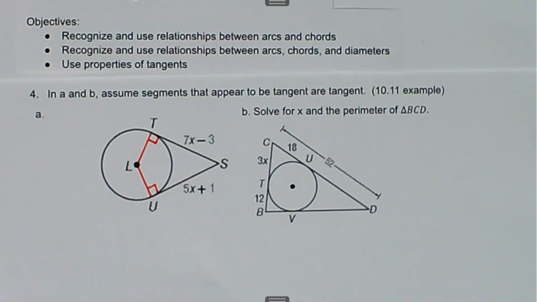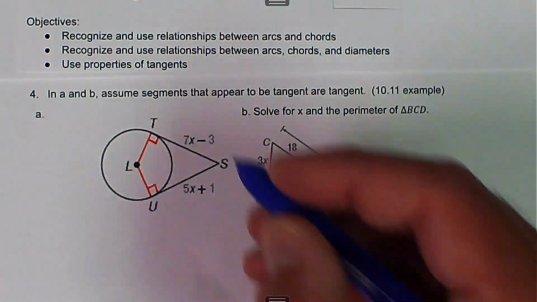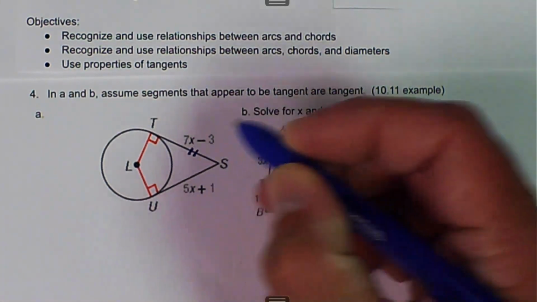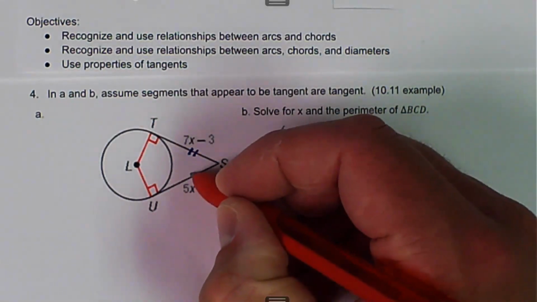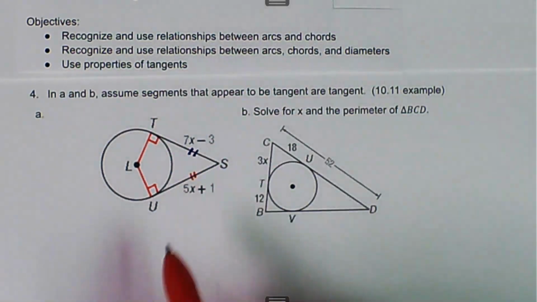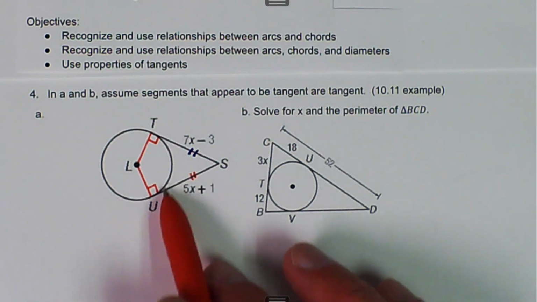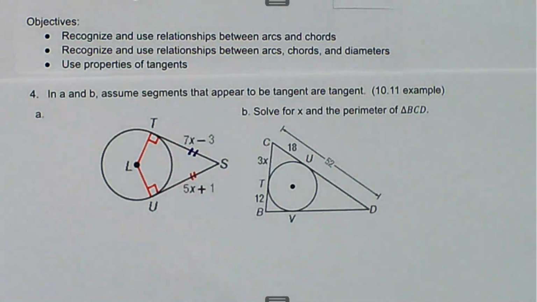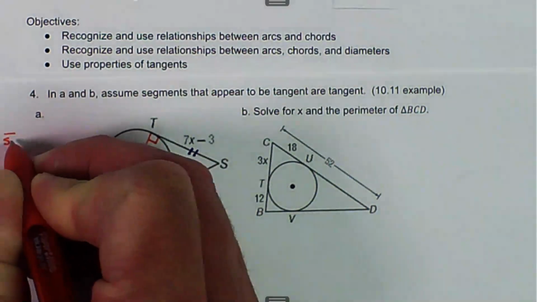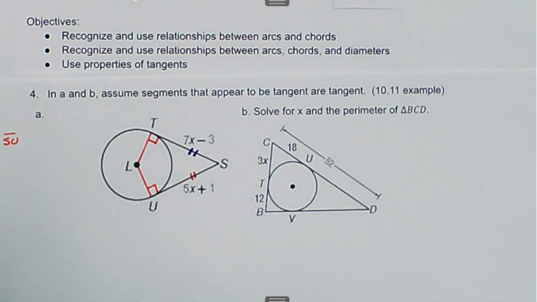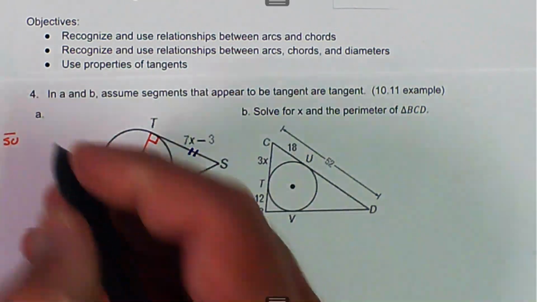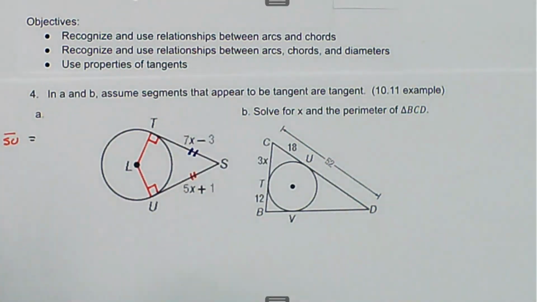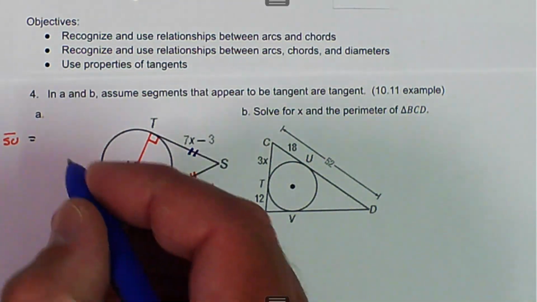And if those are tangent, then we know that two lines that are tangent, or two segments that are tangent to the same circle and connect at the same point, are congruent. So we can say line segment SU is congruent to line segment ST.